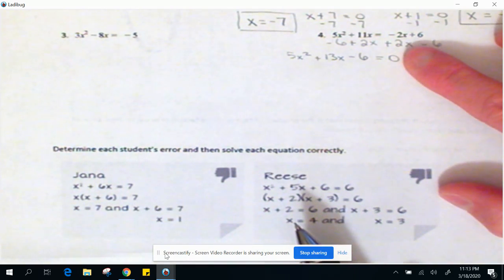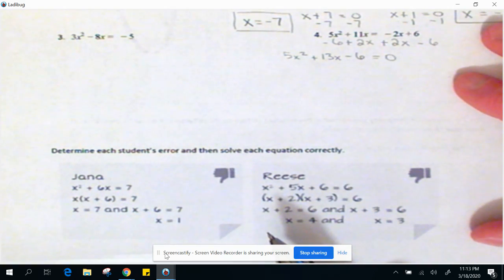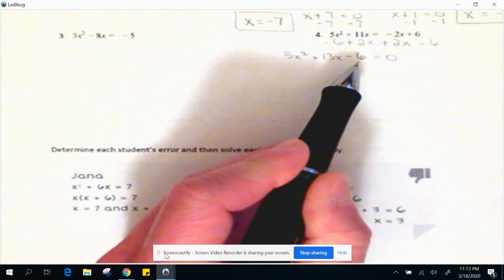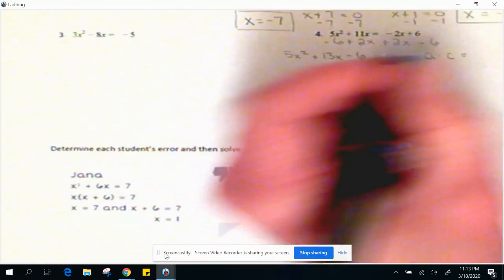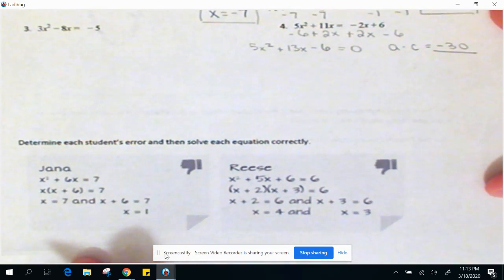We're going to apply the new property from the front side of our lesson. So let's factor first. A is 5 times c, which is negative 6. So a times c is negative 30. Let's create a factor table for this thing.